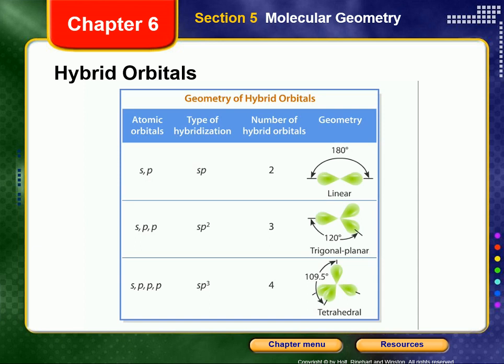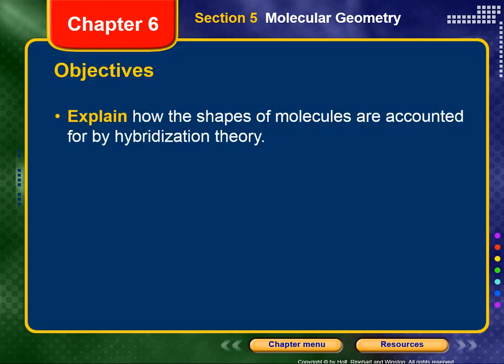Hybridizations yield different molecular geometries, as shown here. At this point, you should be able to explain how the shapes of molecules are accounted for by hybridization theory.